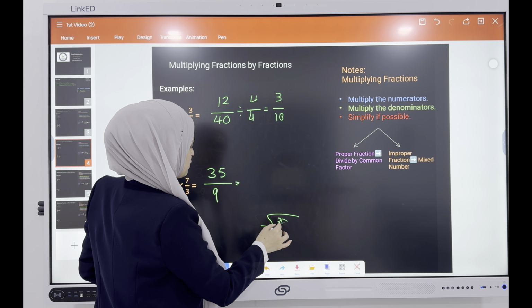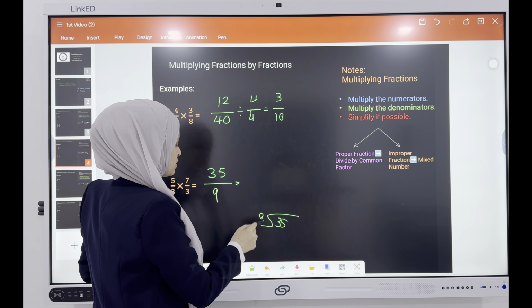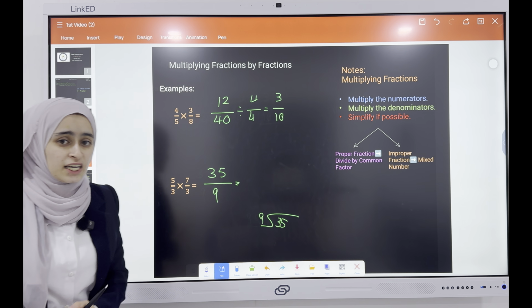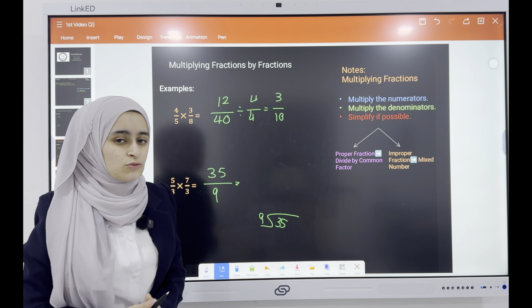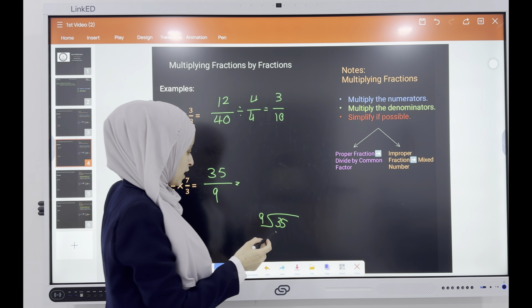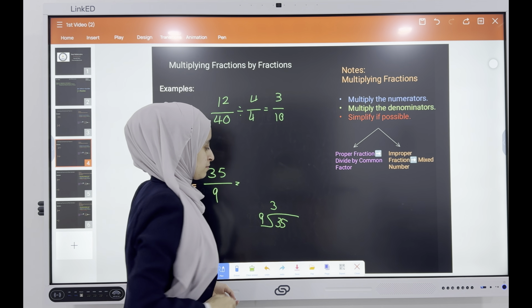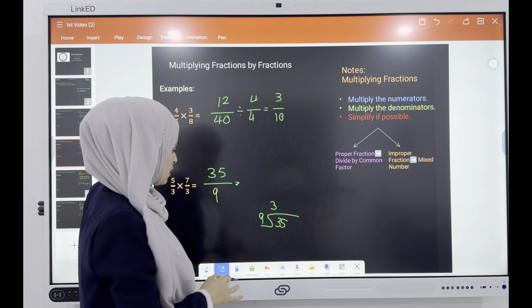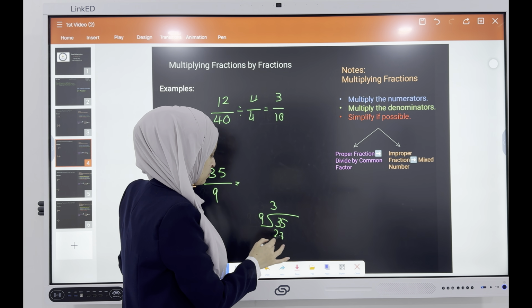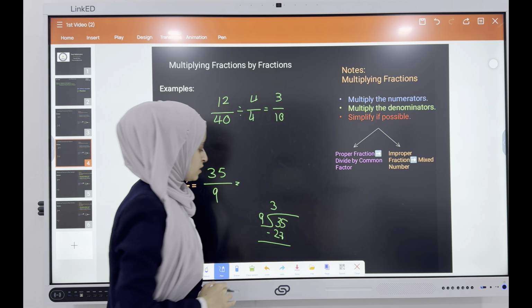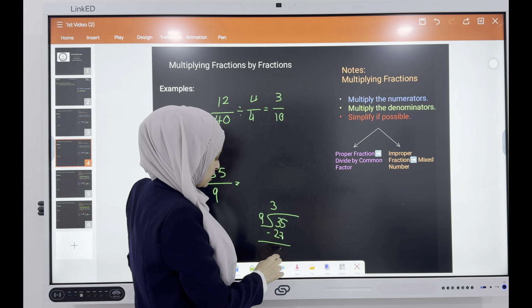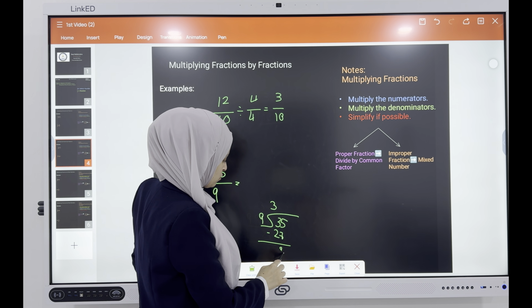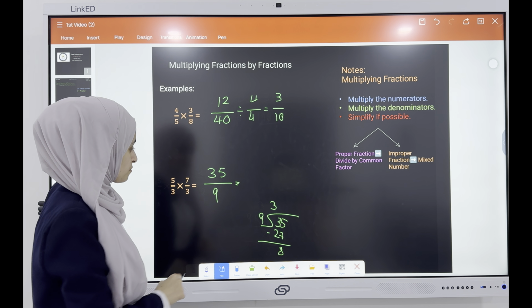Again, 35 is inside, 9 is outside. Again, 35 divided by 9 is equal to how much? How many 9s do we have inside 35? We have 3. 3 times 9 is equal to 27. Then 35 minus 27 is equal to 8.